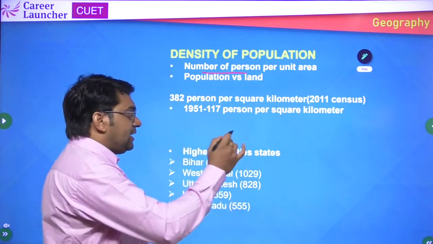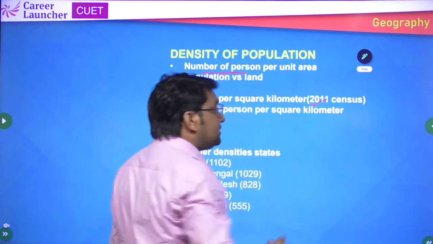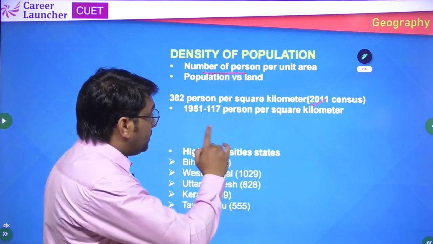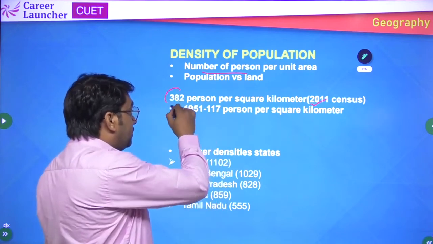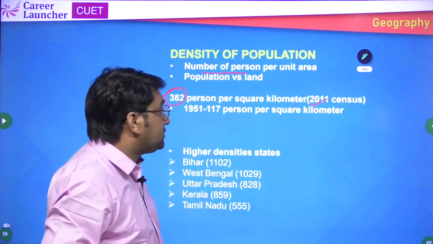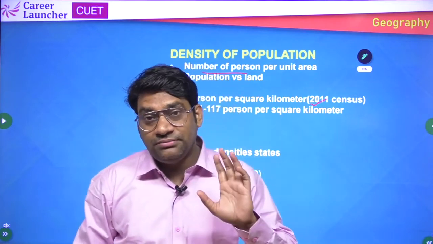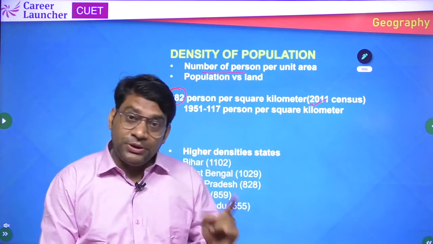So in India, as per the 2011 census, very important, as per the 2011 census, the density of India is 382 persons per square kilometer. One question they will definitely ask in your exam about the density, most important question. As per the 2011 census, what was India's density?